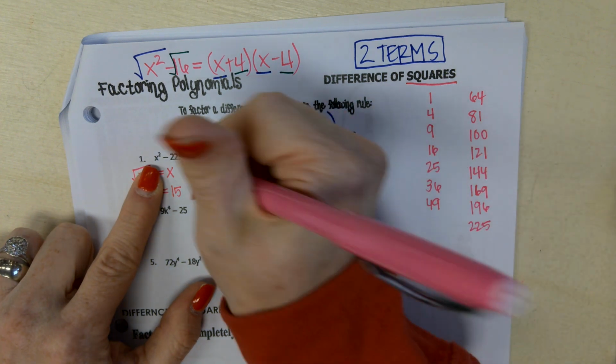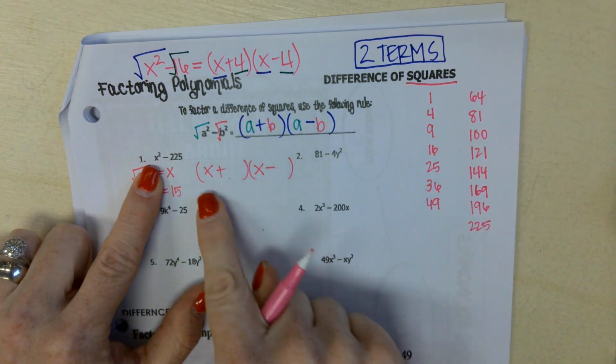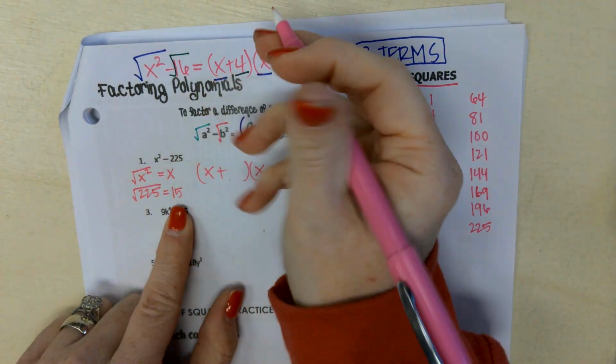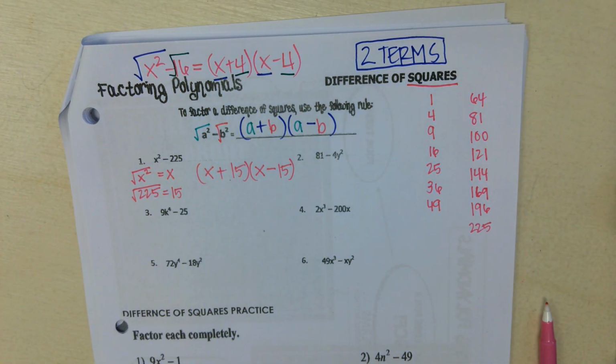Because the x squared was up front, the x is going to go up front. And because the 225 was in the back, the 15 is going to go in the back. And I'm done.